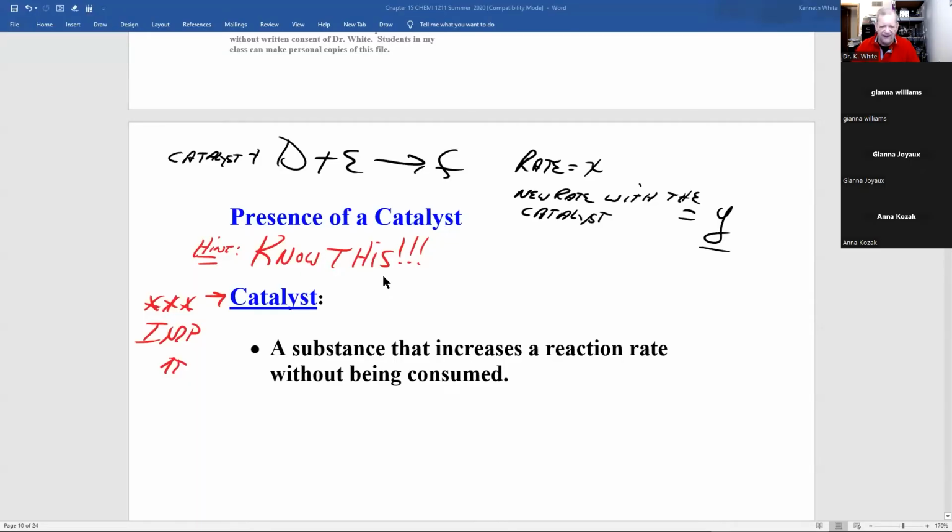And with that, let's get back to chemical reactions and their rates. Now, we're talking about a catalyst, and a catalyst is a substance that will increase the reaction rate without being consumed.